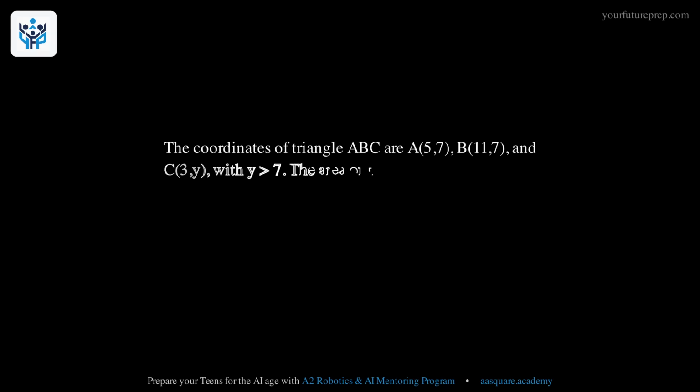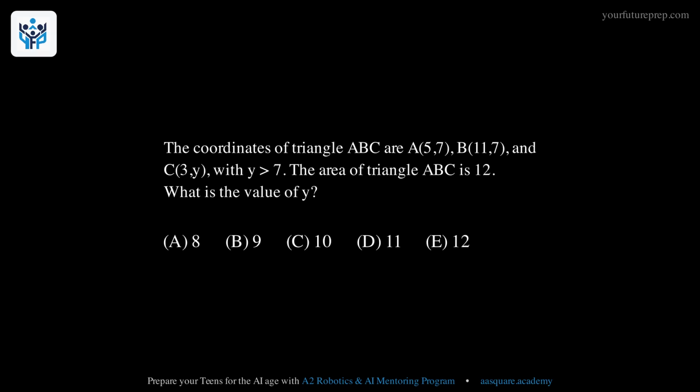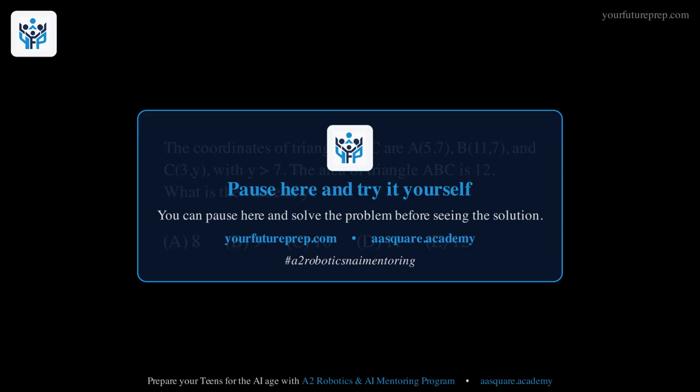The coordinates of triangle ABC are A at 5, 7, B at 11, 7, and C at 3, y, where y is greater than 7. The area of triangle ABC is 12. What is the value of y? You can pause here and solve the problem before seeing the solution.